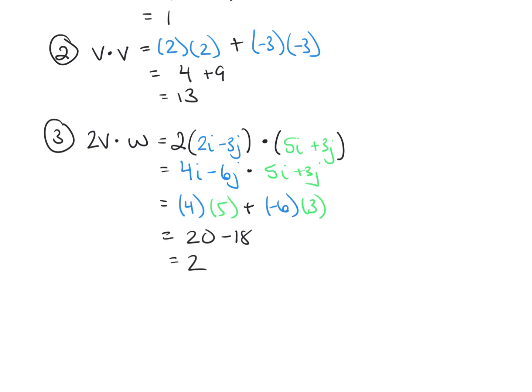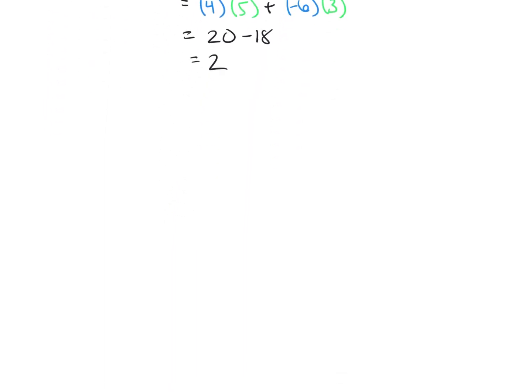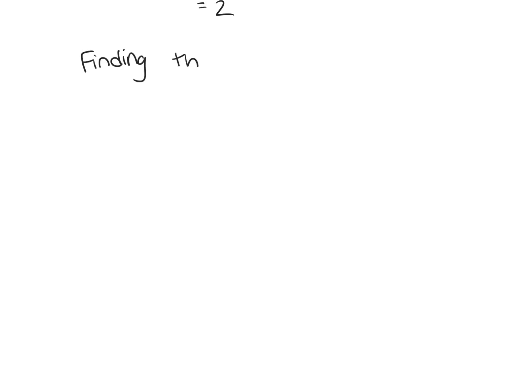So these are all examples of our dot product. And we need this dot product in order to find the angle between two vectors. So let's take a moment and practice that. Finding the angle between two vectors.